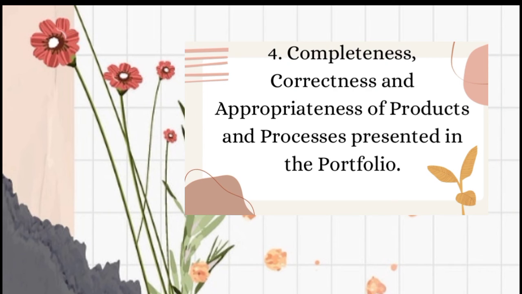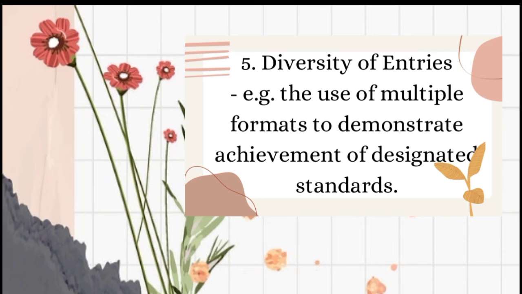Number 4, completeness, correctness, and appropriateness of products and processes presented in the portfolio. It said that the portfolio must have its complete elements for it may be useful and valid. Number 5, diversity of entries, the example given, the use of multiple formats to demonstrate achievement of designated standards. So, this includes on how the students present information and how they support their output. Example, by using multiple formats to demonstrate achievement.